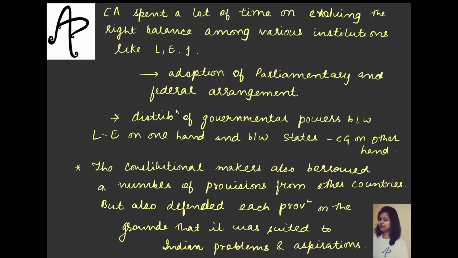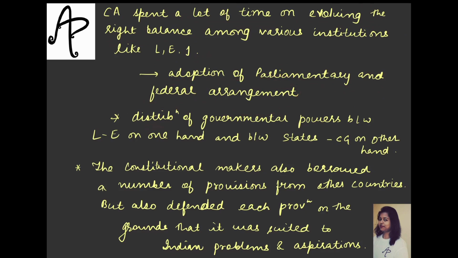Okay. Next is about balancing, the last point, effectiveness of the institutional design and balanced design. The Constituent Assembly also spent a lot of time evolving the right balance among institutions like the legislature, executive and judiciary. Their debates, discussions and deliberations led to the final decision that we will adopt the parliamentary and the federal arrangement in the case of India. What are these kinds of systems? We will talk about this further, don't worry for now. We will have separate sessions on them.